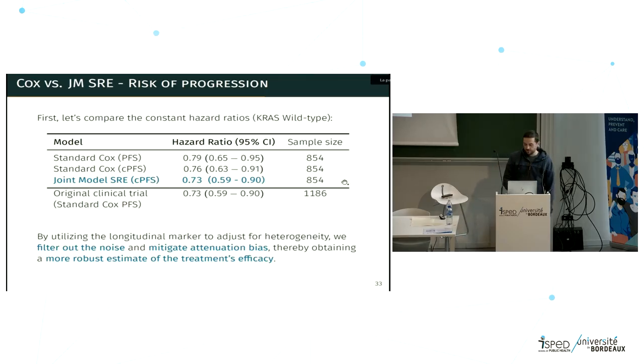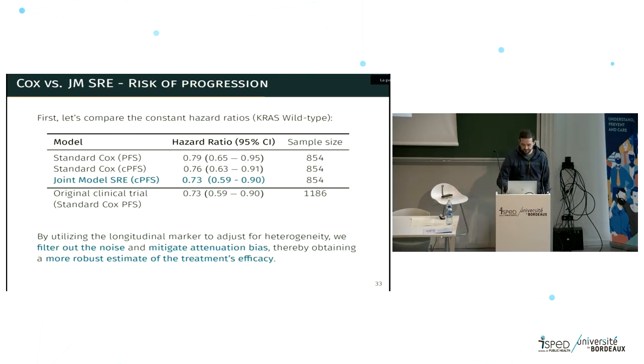Here's the joint model. We increase the statistical power by adjusting on the heterogeneity, the individual heterogeneity. And we filter out the noise and mitigate attenuation bias, and we get what we expect, a stronger effect which aligns with the full trial. Of course, this is illustrative. You shouldn't be convinced by this. But we have the theory, and now we have an illustration exactly as we expect. It goes in the direction we want. So I will come back with a proof, but so far so good.